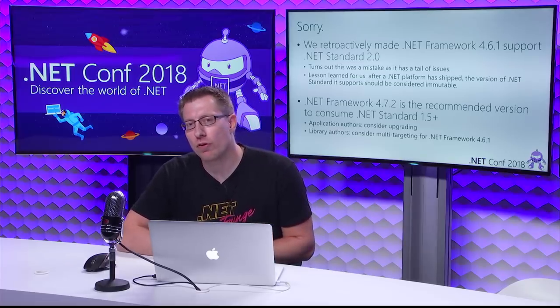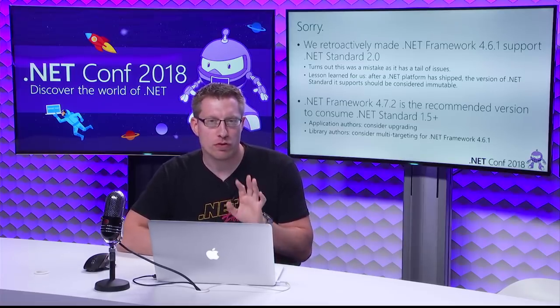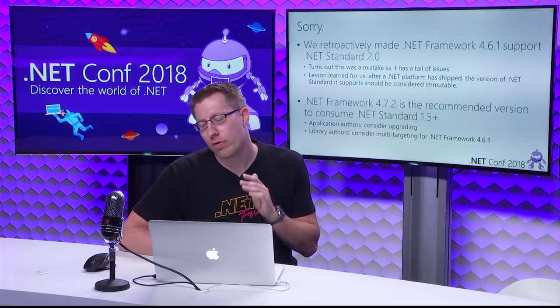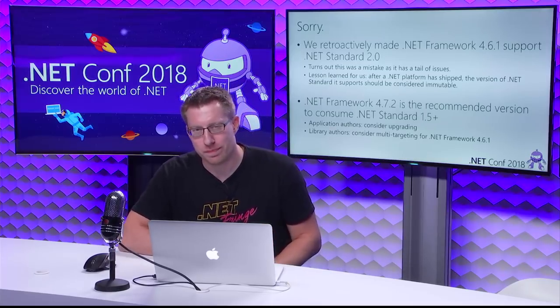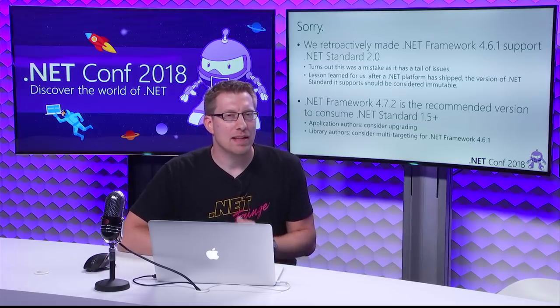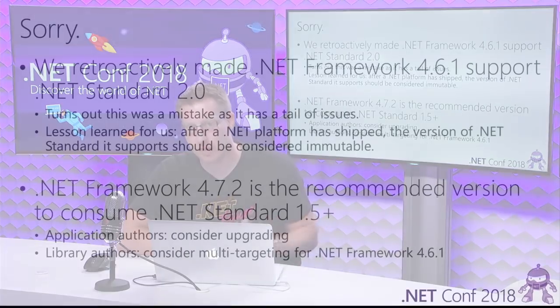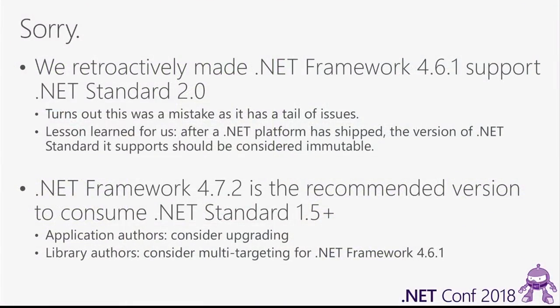Generally speaking, what you should take away from this is that if you want to consume anything higher than .NET Standard 1.5, you should probably be on .NET Framework 4.7.2. Now, I realize that that is not always a choice you have, right? If you're a library author, you don't control what your customers are using. So one thing that you can do as a library author is do multi-targeting and add a .NET Framework 4.6.1 output to your library. So you basically produce a binary that is specific to .NET Framework, so your customers don't have that problem.